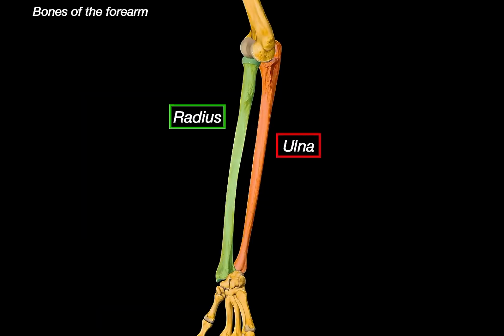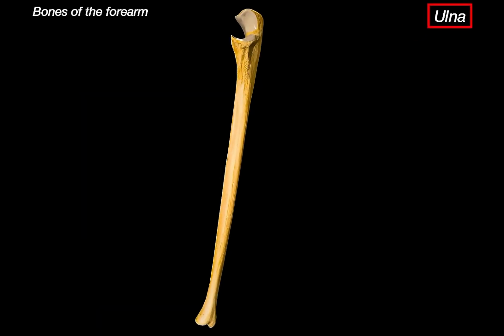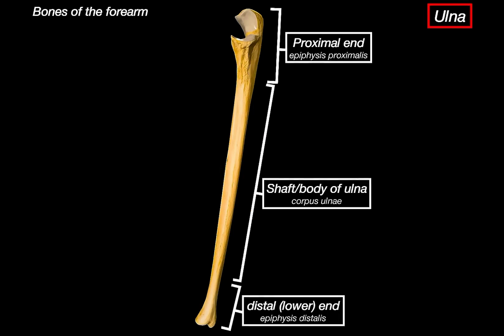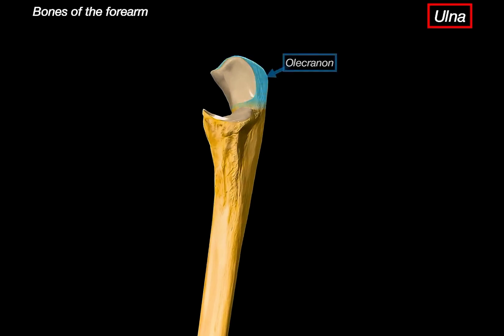The ulna. The ulna is the second bone of the forearm and lies on the medial side, corresponding to the side of the little finger. Like the radius, it is divided into three regions: proximal end, shaft (body), distal end. Proximal end of the ulna. At the top of the ulna is the olecranon, a large curved projection that forms the point of the elbow.